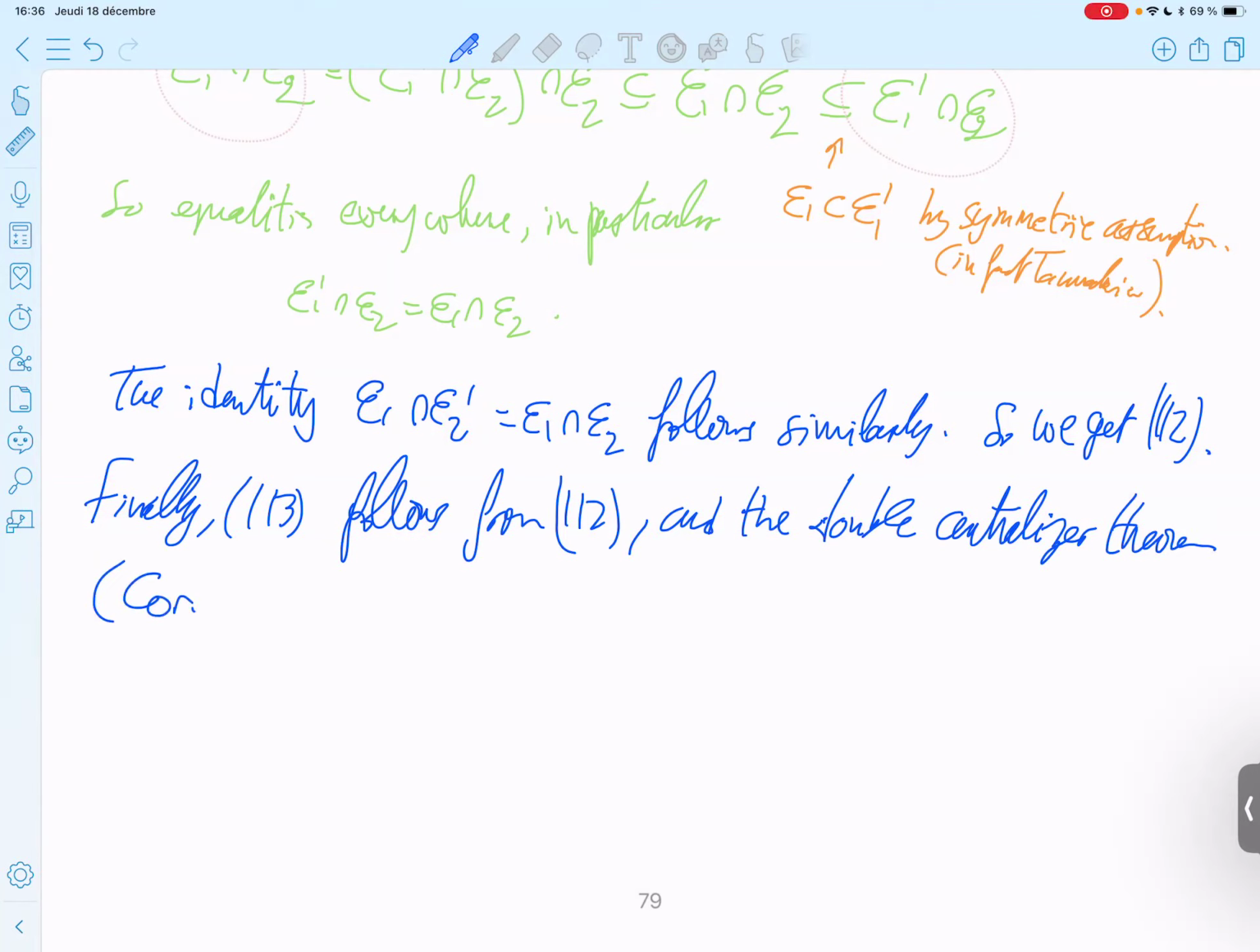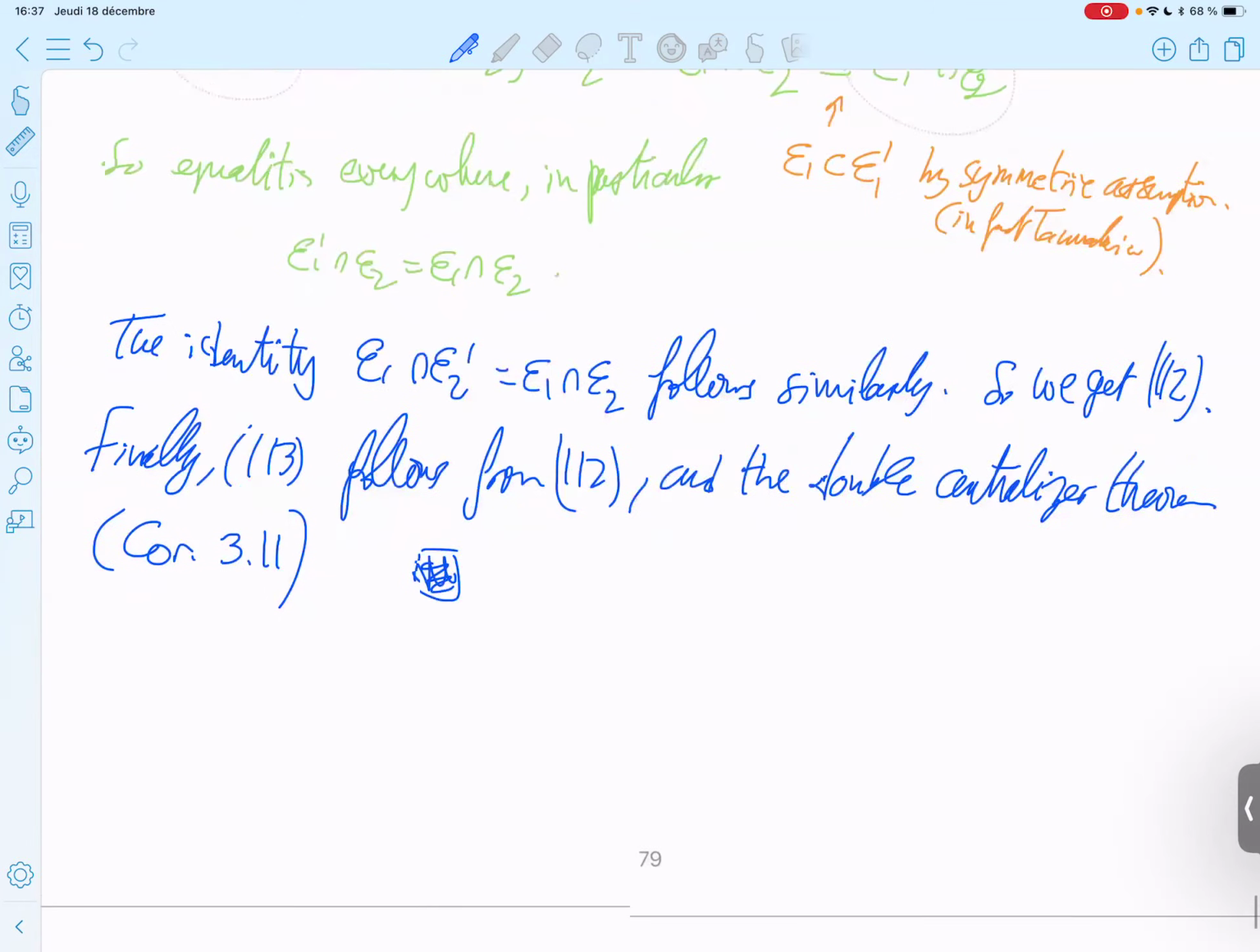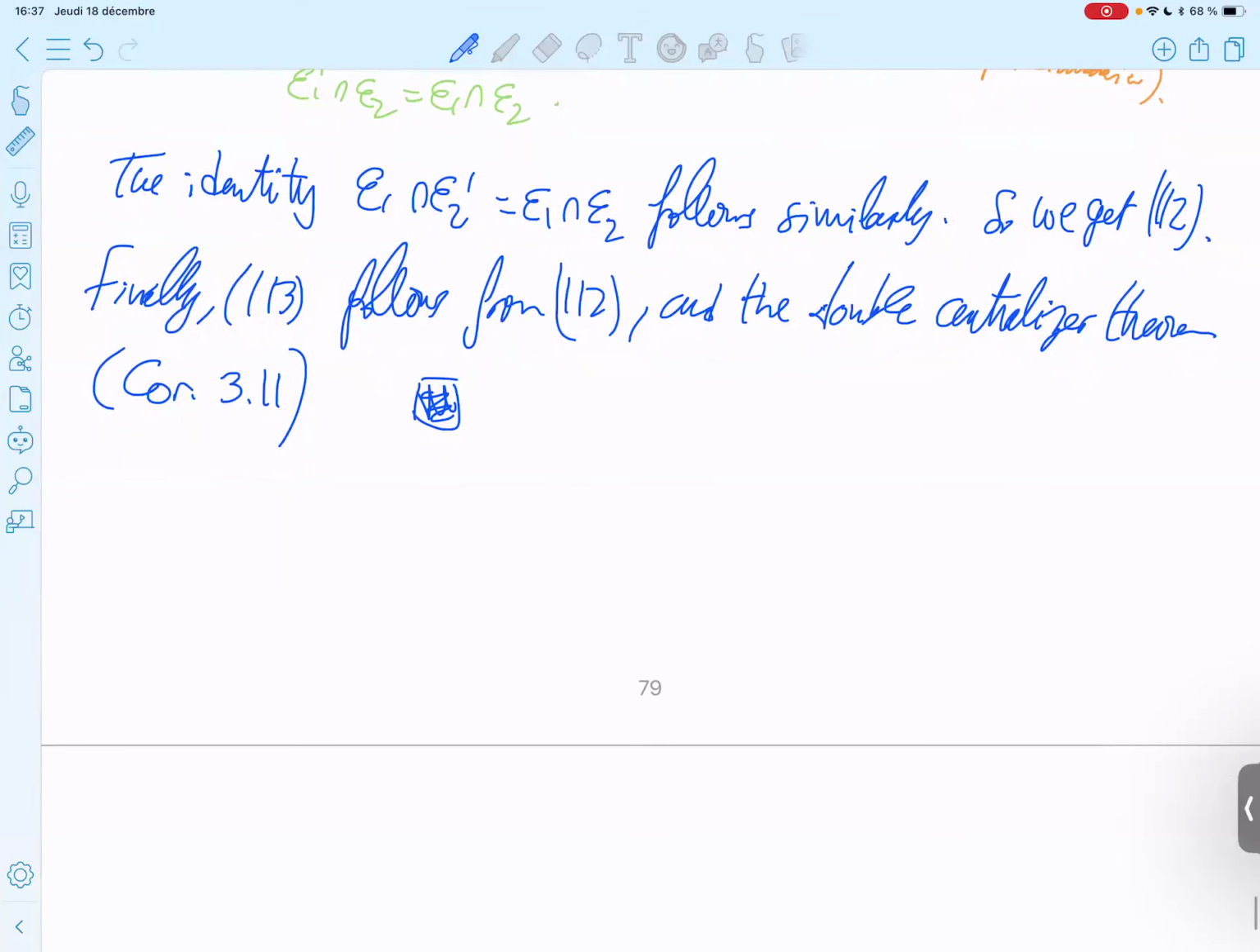Here it's called corollary 3.11. In fact, there may be a typo in the paper, because here they cited theorem 3.10.2, but unless I am mistaken, what we really need to apply is this corollary. Otherwise, you have something else to prove, but it's okay. This corollary works.